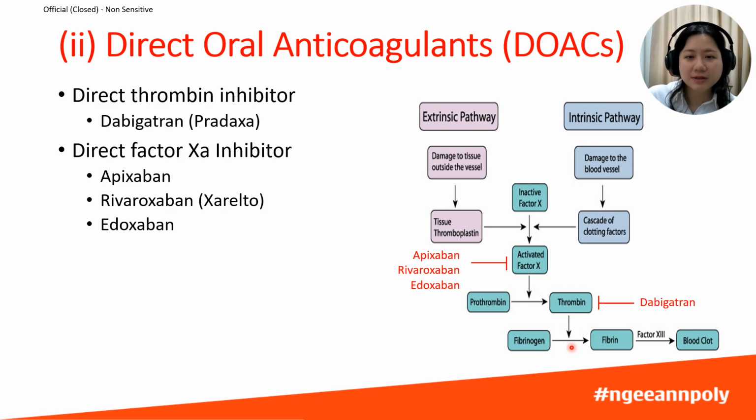There are also several direct factor 10A inhibitors. The A here stands for activated. So factor 10 is the inactive form and factor 10A is the active form of factor 10. Factor 10A inhibitors such as apixaban, rivaroxaban, and edoxaban bind to factor 10A and prevent the coagulation cascade from progressing. Similar to warfarin, direct oral anticoagulants are used after myocardial infarction, ischemic stroke, and other conditions related to thrombosis.